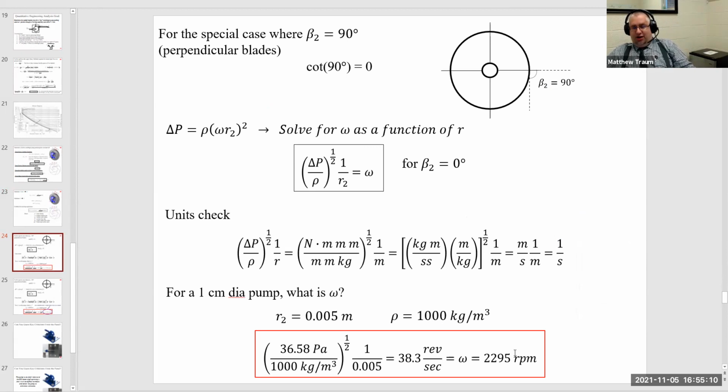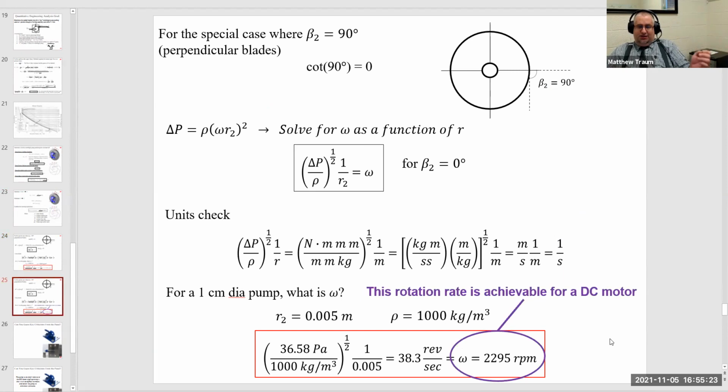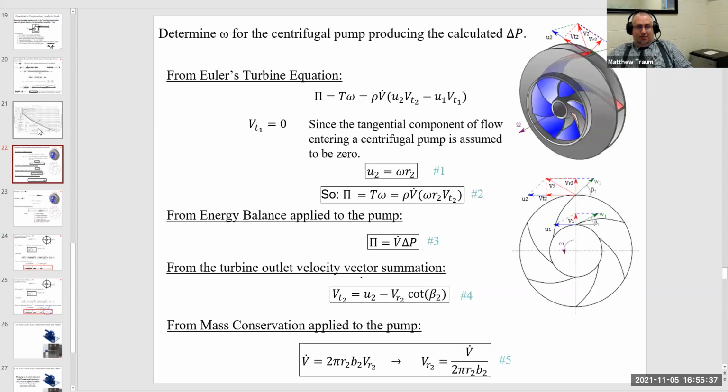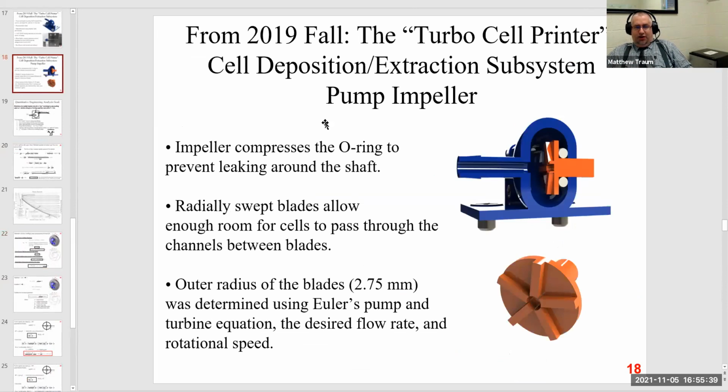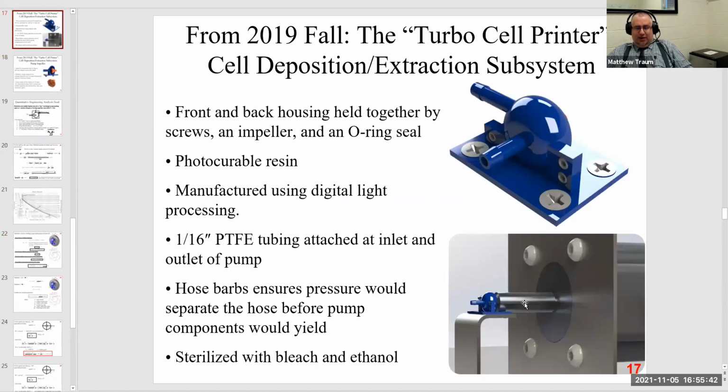pump would need to turn to generate the pressure required to push the fluid through at the previously stated volume flow rate. And it worked out that rotation rate was 2,295 RPM, which is excellent because that is a rate that's achievable within commercially available, inexpensive DC motors. And so they basically went through this entire analysis to show that a DC motor does exist that can make this pump function as expected.